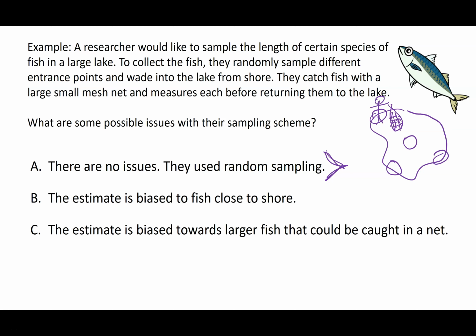They could only pick parts of the lake that they could wade in. That's part of it. So the estimate is biased to fish close to the shore. The estimate is biased towards larger fish that could be caught in a net. Absolutely. I would argue both of those things are true. You could only pick spots where the researcher could wade in, where they could walk, stand in the lake. And the fish had to be big enough to be caught in this net. So that might not be very big, but they still had to be at least a certain size.